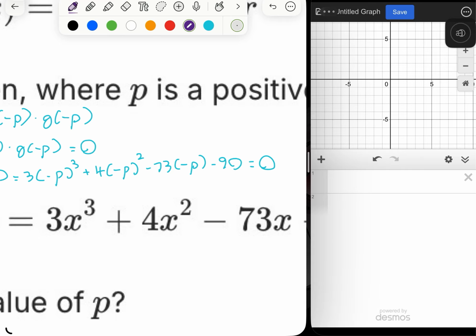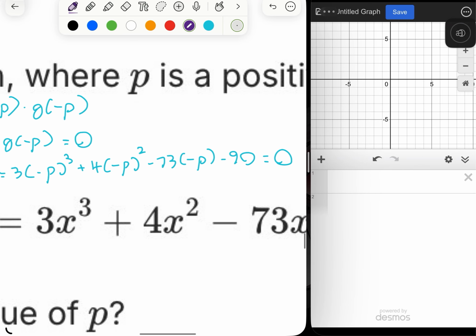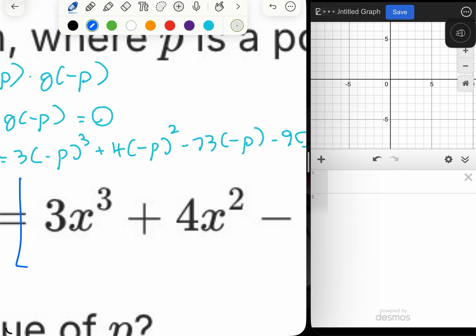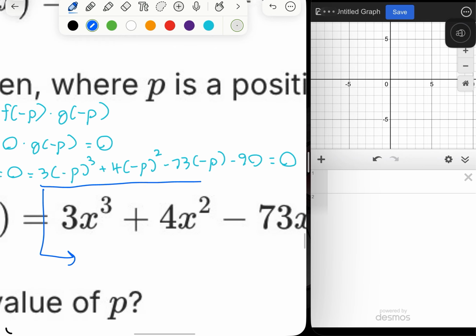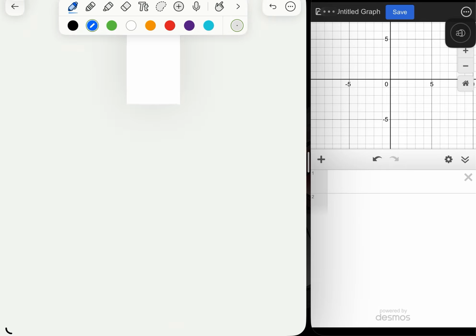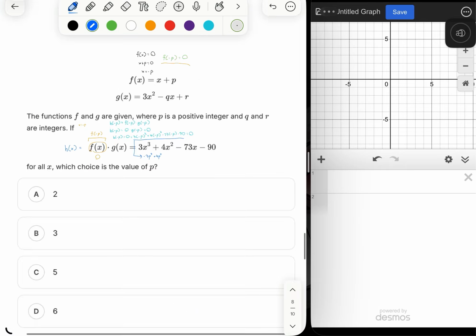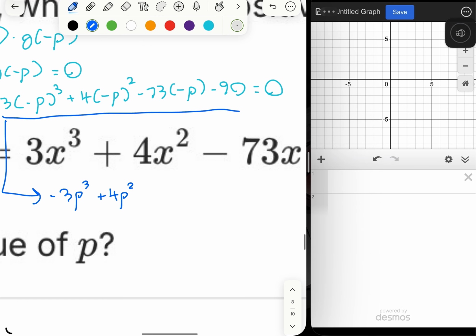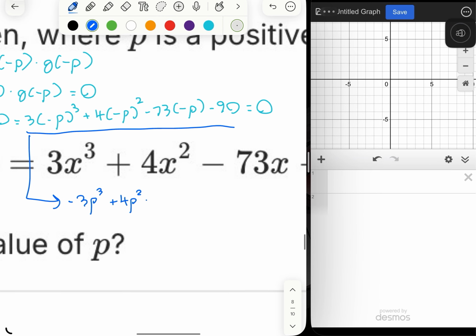But before I use Desmos here to plot the graph, I'm just going to simplify things a bit, because we usually don't want parentheses when we're putting things into Desmos. So we can take this expression here and actually simplify it. So we have negative 3p cubed plus 4p squared. And again, you don't have to do this. You can just go straight into Desmos and plug it in. But once again, this is what I do. So negative 3p cubed plus 4p squared plus 73p minus 90 equals 0. Right?